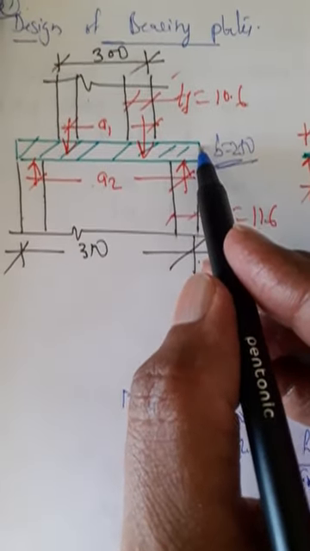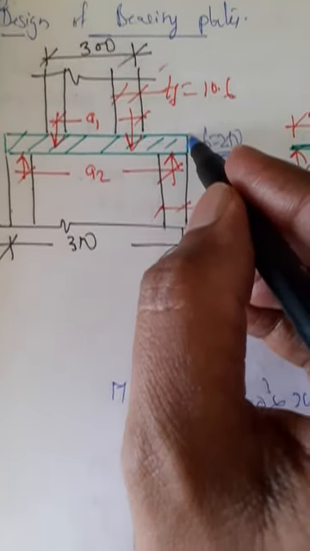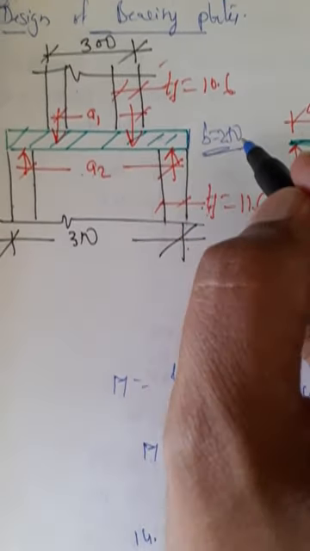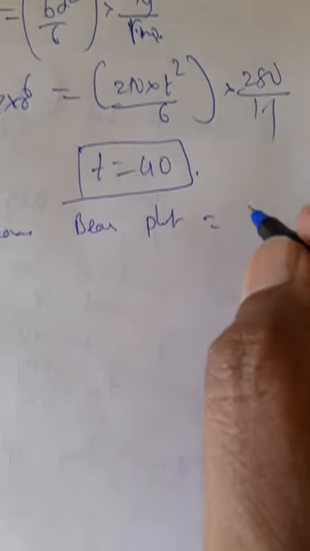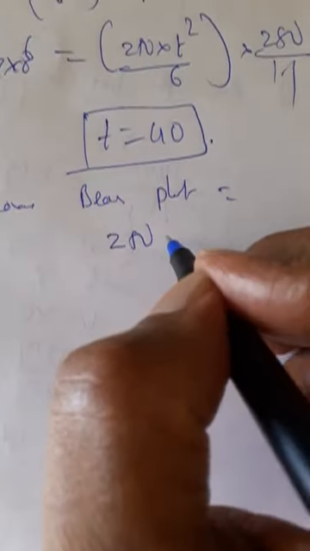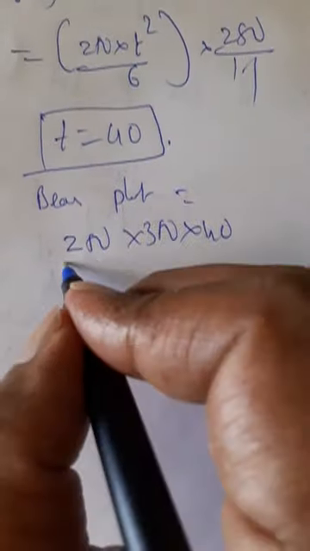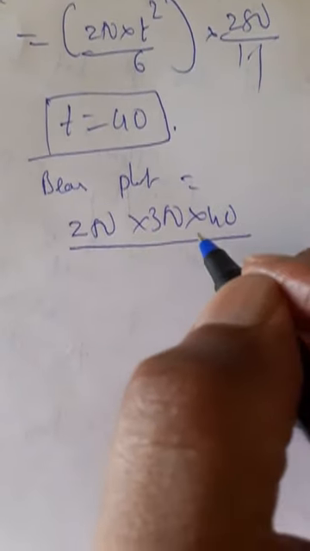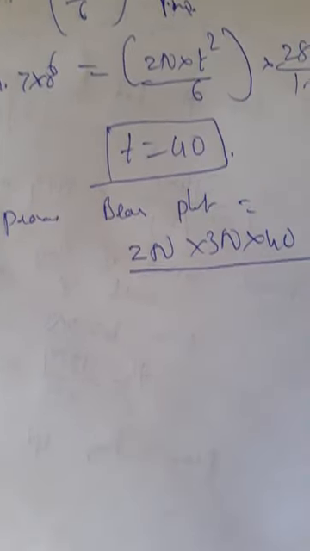Its width 250 is finalized. This dimension 350 is finalized. Now you have finalized this. So 250 by 350 into T. So provide a bearing plate of dimension 250 into 350 into 40, that is B L into B into T. Next step will be to find the bolt value.